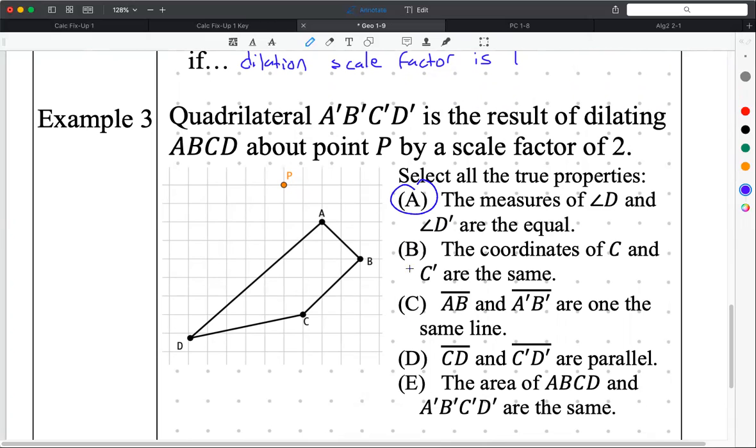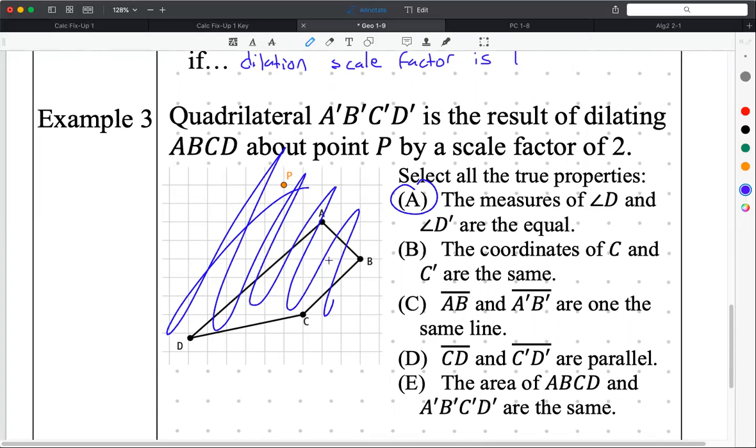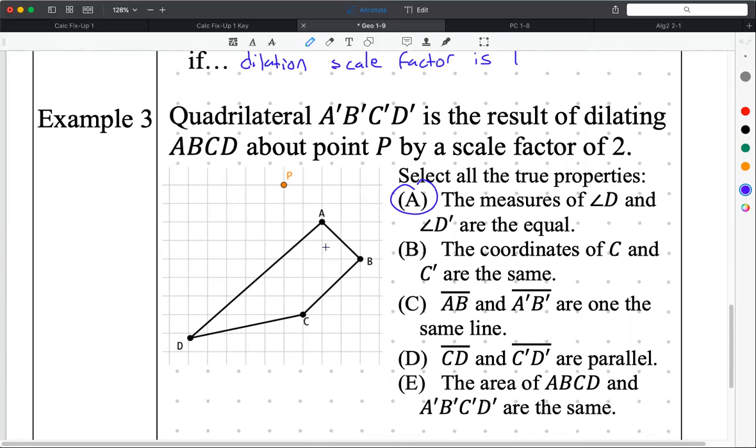And there's going to be multiple of these that we're going to select, because angles under any transformation that we've learned so far are always going to be equal. So I don't even need to have any graph over here. All angles are always going to be equal. Okay, what about B? The coordinates of C and C prime are the same. Okay, well, C and C prime are only going to be the same if they're on the point of dilation, and none of these points are on the point of dilation. So no, the answer is no for B.